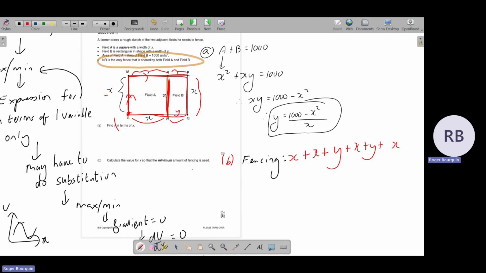So, did I include this bit? No, I didn't. I left out that. Okay, plus another x. Okay, so let's just check. X plus y plus x plus y plus x plus another x. Okay, add up the like terms.